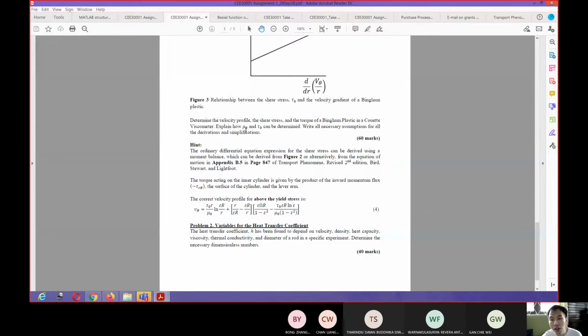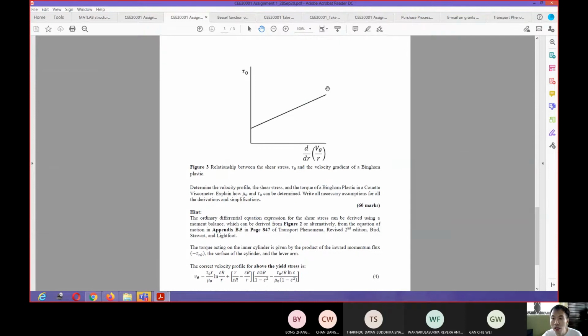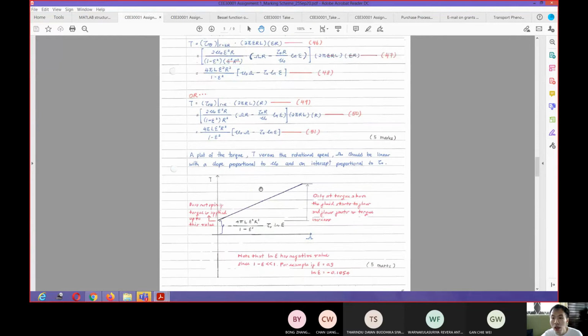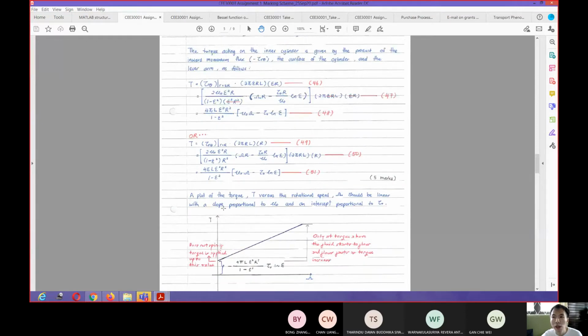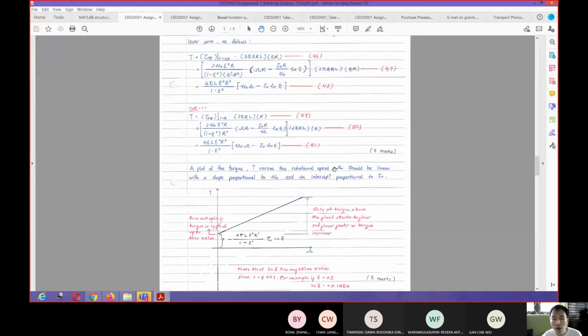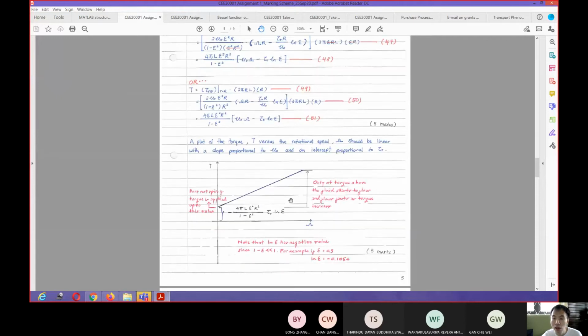So I want you to explain how this mu naught and the shear stress tau naught can be determined. You can see that there will be no tau naught unless there is a d v over dr of these things. What you can think is that what we can measure is the torque and the rotational speed. These are the two quantities that we can measure. So we can plot the torque against the rotational speed, and they should be linear, with the slope proportional to mu naught and the intercept proportional to tau naught.